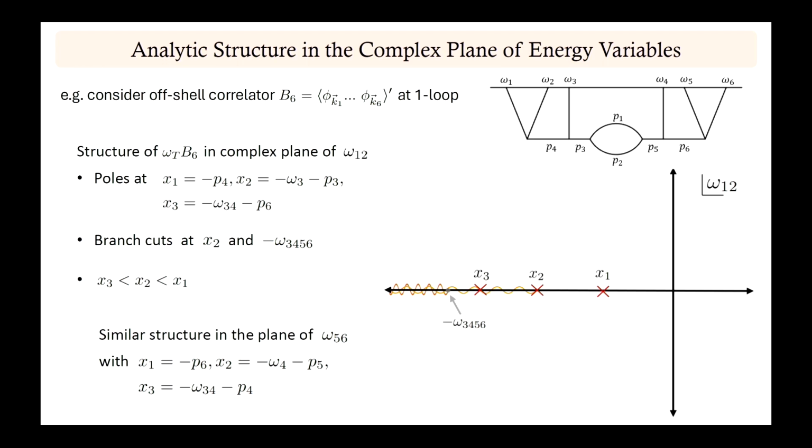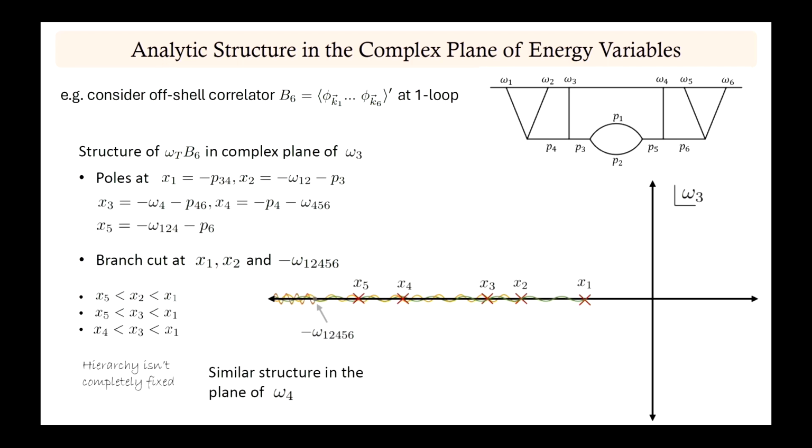For example, if you look at this diagram over here, in the complex plane of omega 1 plus omega 2, where omega 1 and omega 2 are the energies of these two legs, it has 3 poles and 2 branch cuts, and in the complex plane of omega 3, which is the energy that flows in this leg, it has 5 poles and 3 branch cuts.